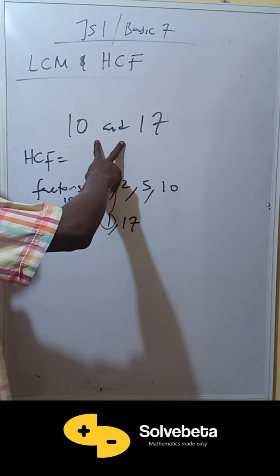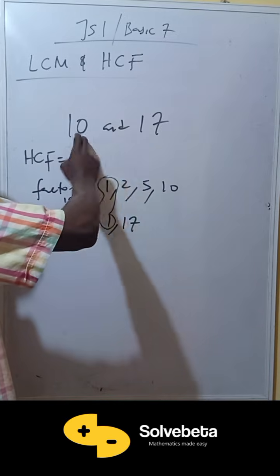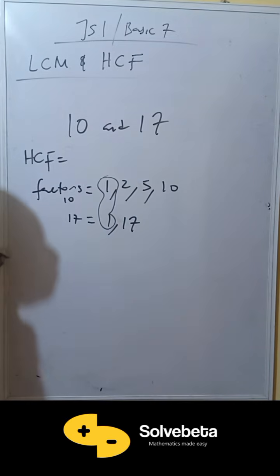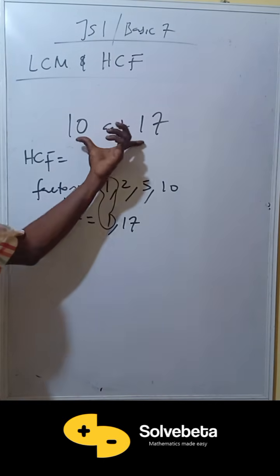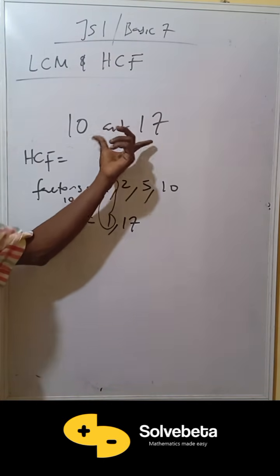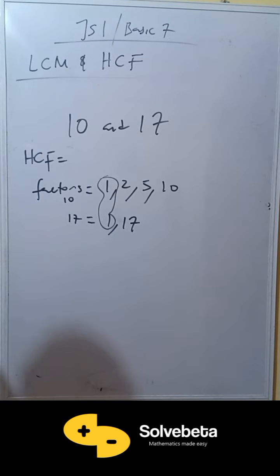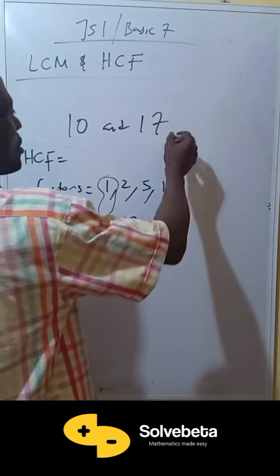If you look at it very well, at times the LCM is the product of the two numbers. It's the multiplication of the two numbers. There must be a lowest multiple of this, which is 10 and 17, 170. The lowest common multiple is 170.